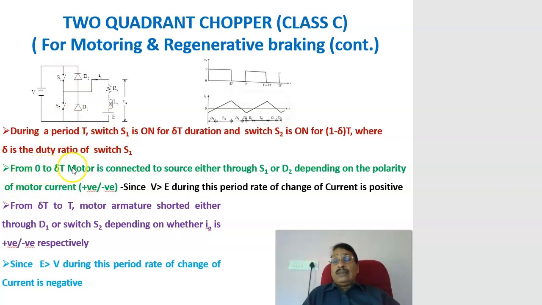From 0 to delta T, the motor is connected to the source either through the switch S1 or diode D2, depending upon the polarity of the current. If the polarity of the current is positive, it flows through S1, and if the polarity of the current IA is negative, through D2. That is called the motoring operation; depending upon the polarity of the motor current, it will be either through S1 or through D2.